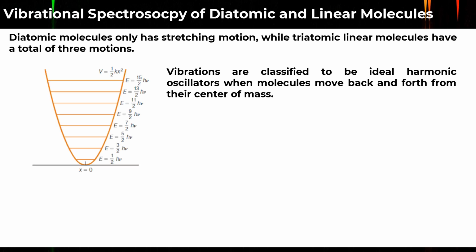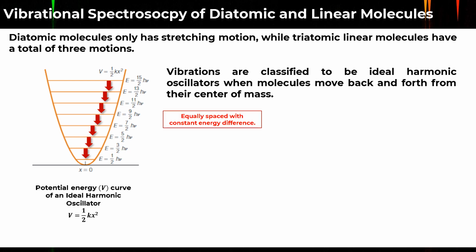Here's an example potential energy curve of an ideal harmonic oscillator with an equation shown here. The vibrational levels are equally spaced with a constant energy difference. It also doesn't have a dissociation energy until the potential energy level reaches infinity.